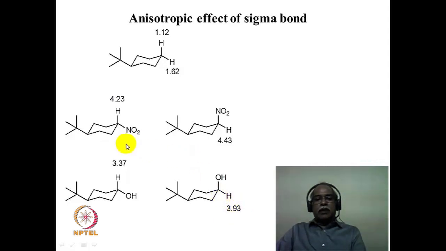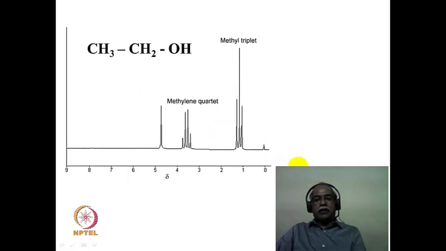So this kind of a difference in the axial and the equatorial hydrogen allows one to determine the stereochemistry aspects of this kind of compounds, where you have the axial and the equatorial differences and the sigma bond anisotropy that is responsible for the differences in the chemical shift values of the axial and the equatorial hydrogens.